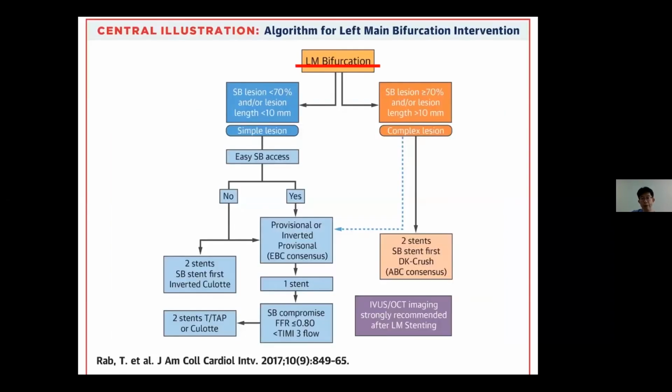However, LMT bifurcation is a unique bifurcation lesion. A side branch lesion has more than 70% stenosis, and the lesion length is more than 10 millimeter. It means a complex bifurcation lesion. In such a situation, the two-stent technique is recommended; according to the bifurcation algorithm, the DK crush technique is recommended.